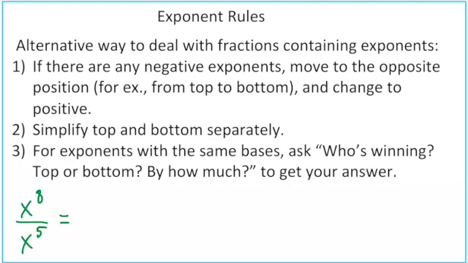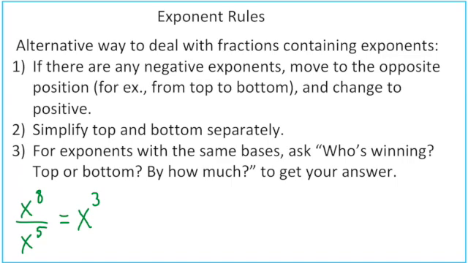Let's take a look. So if we have x to the 8th over x to the 5th, there aren't any negative exponents, so you don't have to worry about step 1 or 2. Let's just look at step 3 here. Look at what we have and ask the question, who's winning, the top or bottom, and by how much? So it's x to the 8th on top, x to the 5th on bottom. The top is winning. It's 8 to 5. How much are they winning by? They're winning by 3. So my answer is x to the 3rd. I don't have to write x to the 3rd over 1.